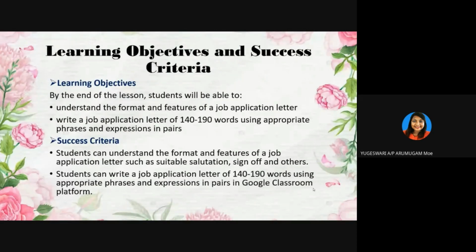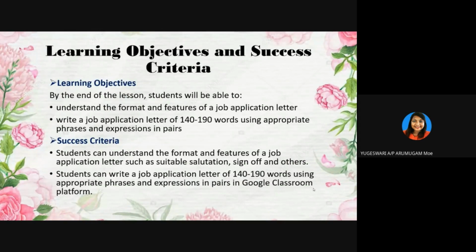All right, so we start with the learning objectives and also the success criteria. By the end of the lesson, you should be able to understand the format and features of a job application letter. How do you apply for a job? You need to write a letter. Next, you need to write the letter in 140 to 190 words using appropriate phrases and expressions. This we are going to do in pairs. Please be reminded that when we are using a job application letter, the genre is formal.